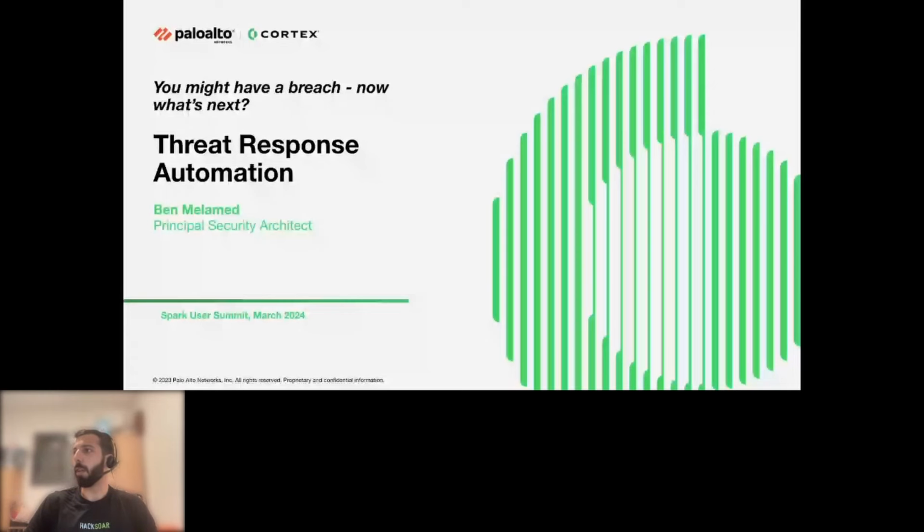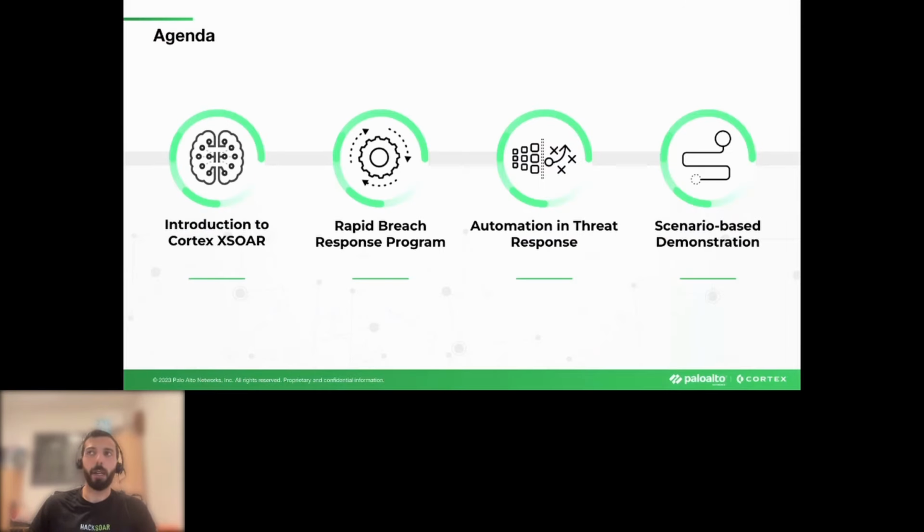So it's a pleasure to have you all here. As Charles said, we'll discuss today how automation can take part and should take part in your threat response procedures. For today's agenda, we'll start by introducing Cortex XSOAR for those of you who aren't familiar with it yet. We'll then move on and discuss our in-house rapid breach response program and how it can benefit you guys as well. And our third chapter will be discussing how automation can take part in threat response, different scenarios, and a specific use case that I will show you guys. And we'll end this session with a scenario-based demonstration.